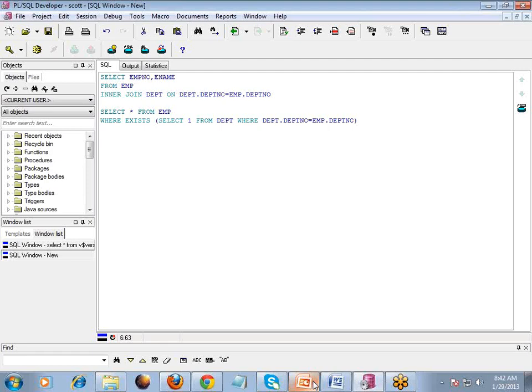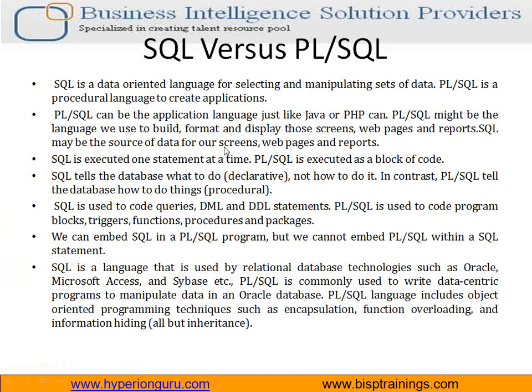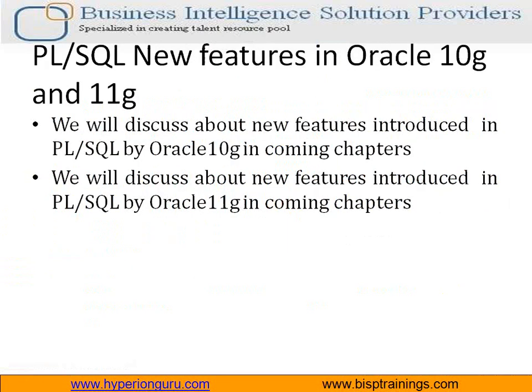Now we'll go to the next topic. Here, as I said over the period, the first PLSQL introduced in Oracle Database 6 was 1.0. Nowadays, around 70 to 80% of organizations have upgraded the database to 10G or 11G, depending on their cost and finances. So we will mainly focus on all the new PLSQL features introduced in Oracle 10G and 11G, which we will discuss in the coming chapters.